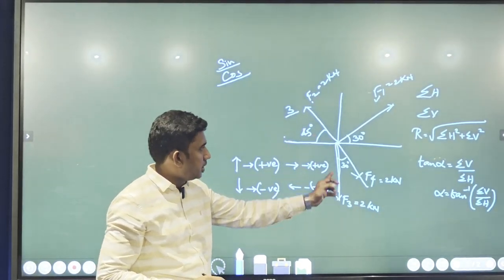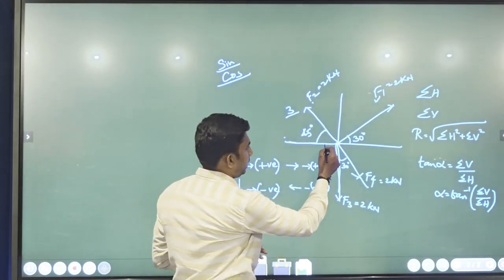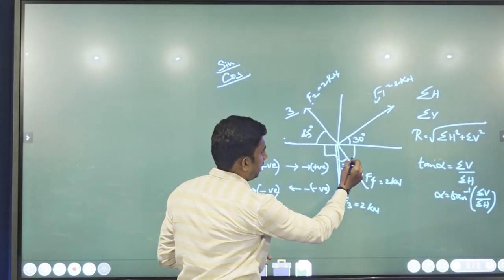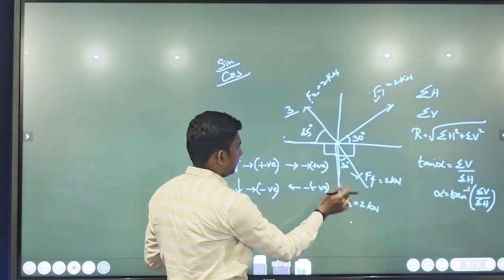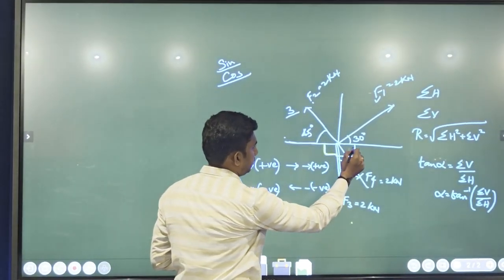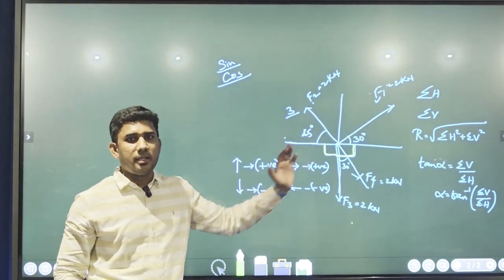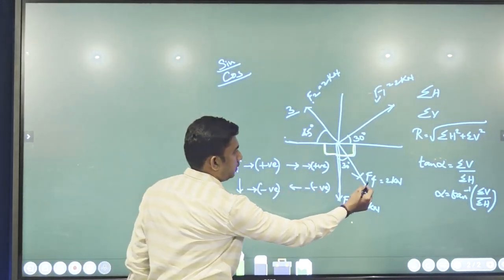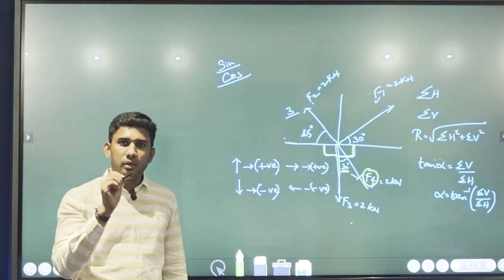The third force, I don't have any angle, so I can resolve this force either in the left direction or the right side direction. Let me use a different color so that you understand it much better. I can resolve this force F3 either in the left side or right side. Now moving on to the fourth force, I have this angle of 30 degree made with the vertical.